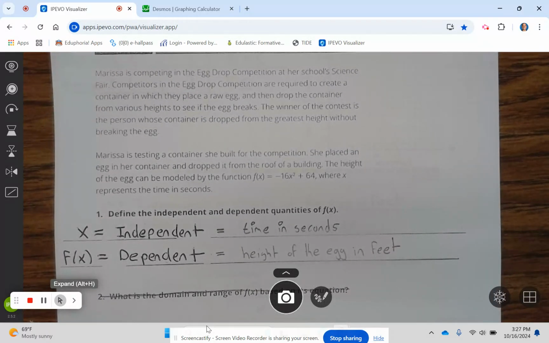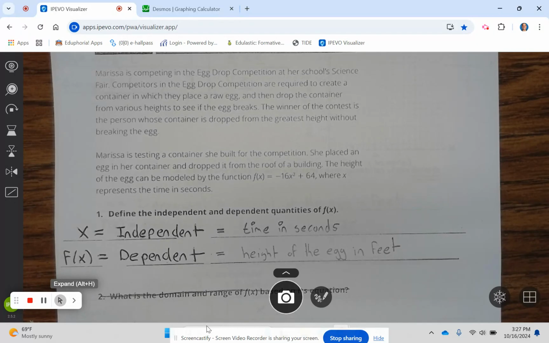Marissa is competing in the egg drop competition at her school science fair. Competitors in the egg drop competition are required to create a container in which they place a raw egg and then drop the container from various heights to see if the egg breaks. The winner of the contest is the person whose container is dropped from the greatest height without breaking the egg.